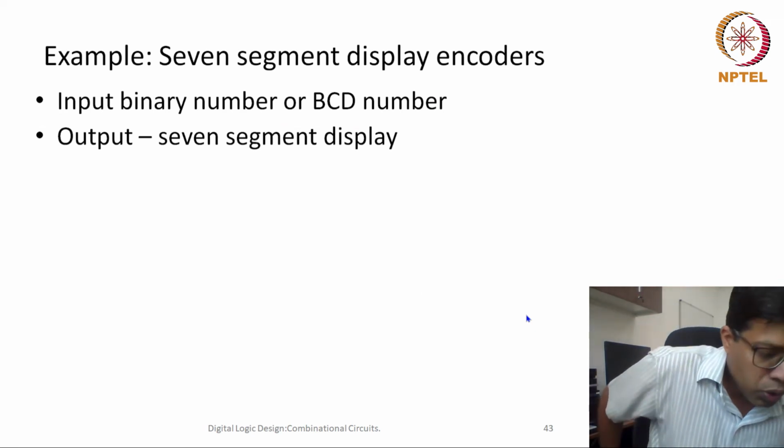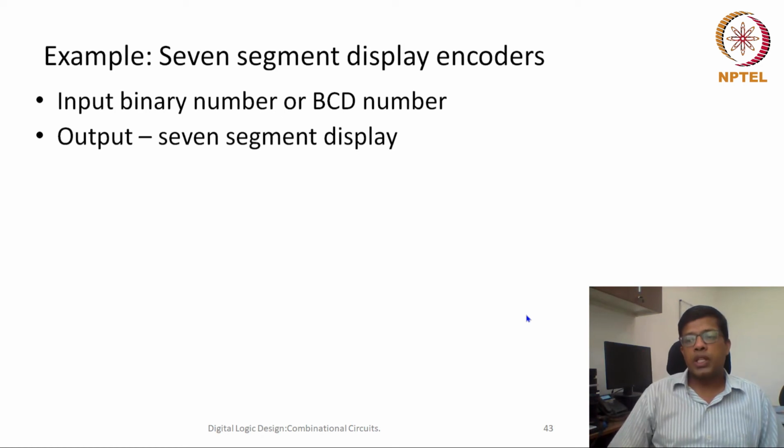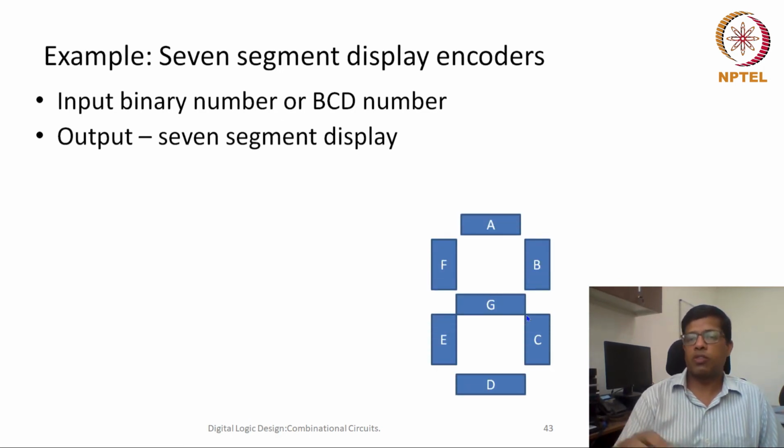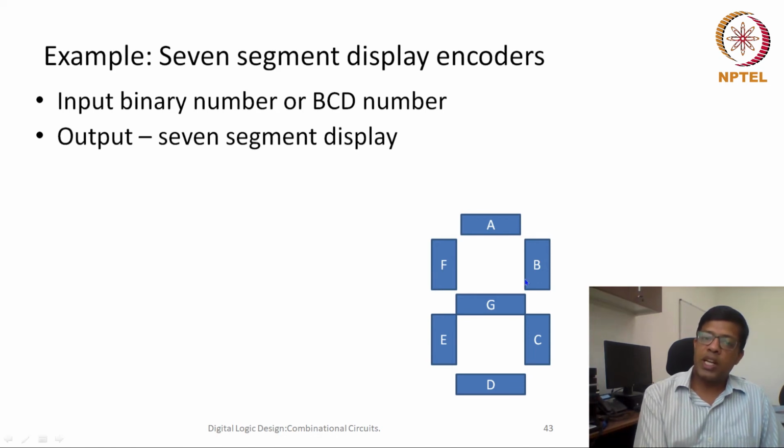This is also quite a popular thing in hardware. You will see that sometimes we use 7-segment encoders, 7-segment displays. The 7-segment display will take some number as an input, and it will produce an output which is a 7-segment. The 7-segment looks something like this. It has 7 LEDs.